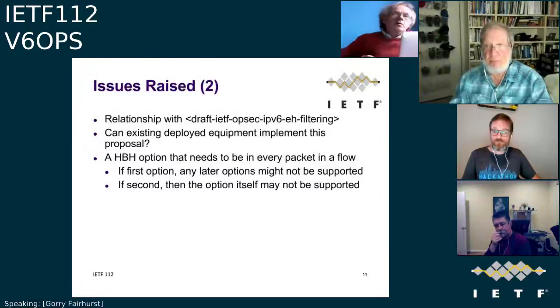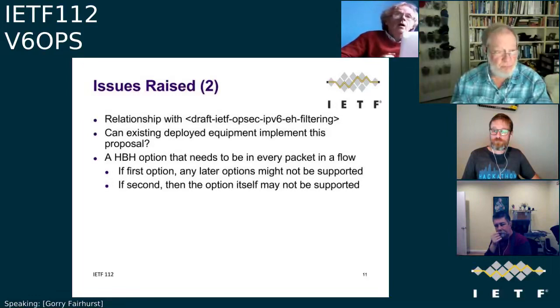There's a relationship with the OPSEC IPv6 extension header filtering draft. Obviously, this is why we're meeting together to discuss how to follow on from that draft. We see that draft as reporting the operational concerns, of detailing the things that can go wrong, have gone wrong, will go wrong if you don't do something about it, but don't see this as incompatible with trying to make hop-by-hop options work in the right way in the future.